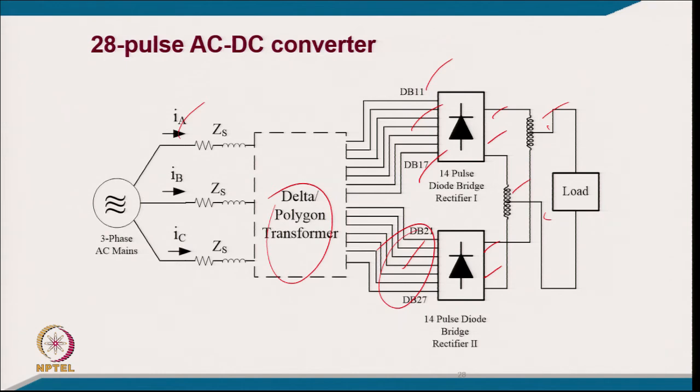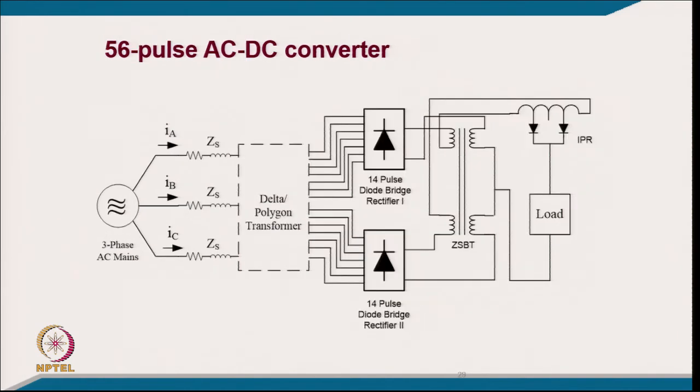The angle for each pulse will be 360 by 28, that will be the duration of 1 pulse, and for 7 phase, 360 by 7 will be the angle from one phase to the next consecutive phase. If you want to go to 56 pulse, by pulse doubling or ripple injection, you have to use a ZSBT here to increase from 28. Now you can call it a 14 pulse, and another 14 pulse. So you are getting 28 pulse, but with the help of the ripple injection circuit, by this interface transformer and 2 diodes, you can call it pulse doubling, we are able to get a 56 pulse converter.